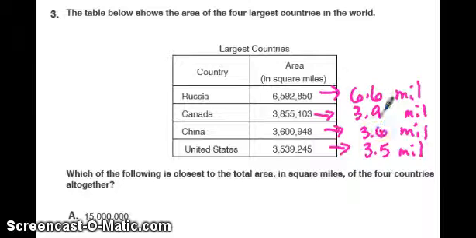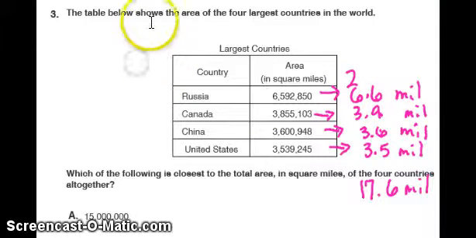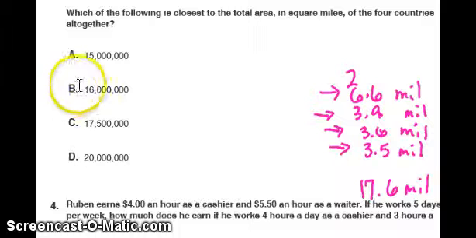6 and 6 is 12, plus 9 is 21, plus 5 is 26. Two plus 6 is 8, plus 3 is 11, plus 3 is 14, plus 3 is 17. So I'm looking for something that suggests 17.6 million or thereabouts. So looking at my choices here, I've got 15 million, 16 million, 17.5 million, or 20 million. So the correct answer choice here would be C, 17.5 million.